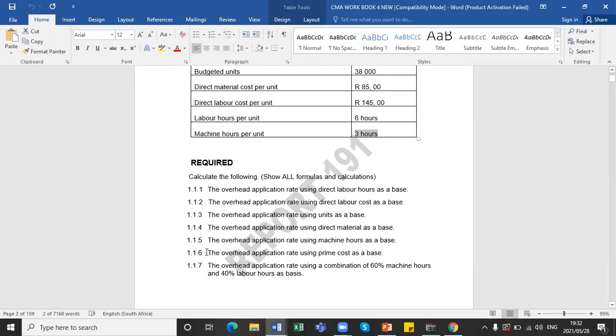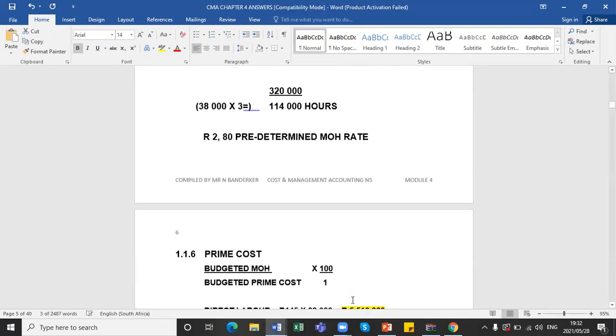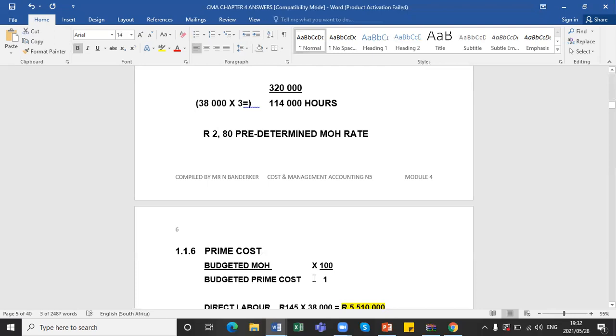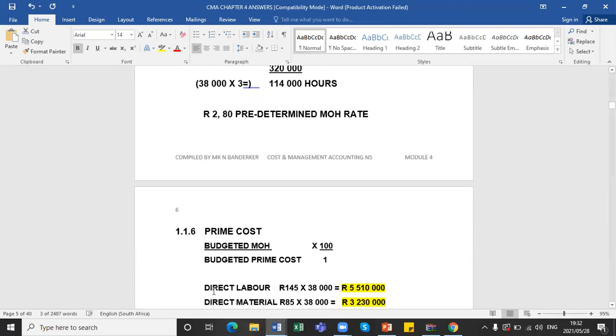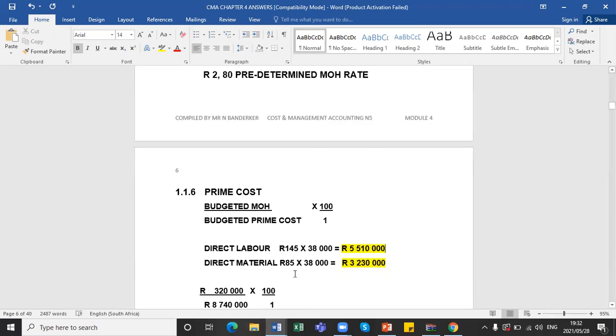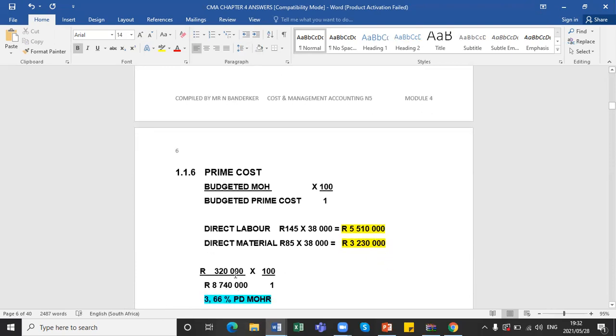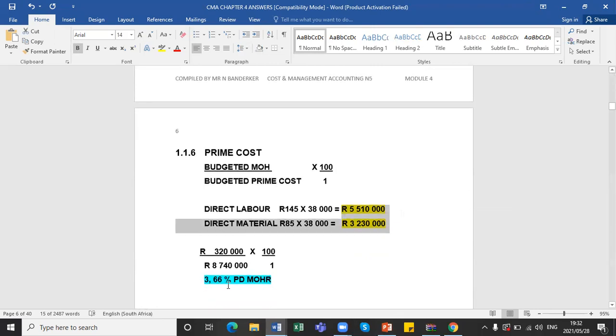In 1.16, they say calculate the overhead application rate using prime cost as the base. It's budgeted MOH over budgeted prime cost times 100 over 1. Now they gave you labor cost per item, so you take it times 38,000. That's my budgeted labor cost. My budgeted material cost is 85 times 38,000. There's my budgeted material cost for all the items. So you take 320,000 divided by 8,740,000. If you add these two amounts, it gives you 8,740,000. And there's my predetermined rate using prime cost as a base.